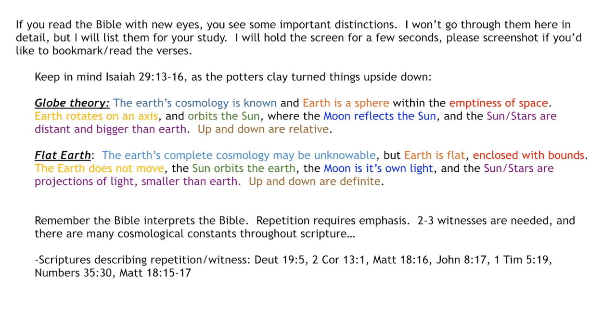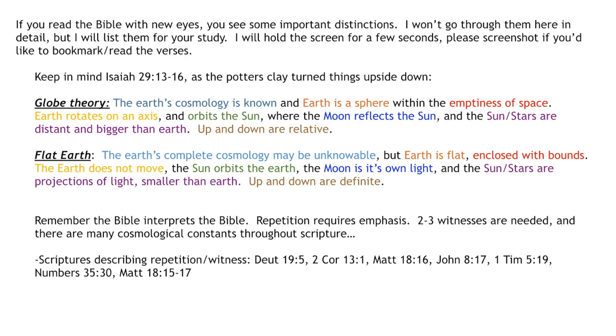Within globe theory, the Earth's cosmology is known, and the Earth is a sphere within the emptiness of space. Earth rotates on an axis and orbits the sun, where the moon reflects the sun, and the sun and stars are distant and bigger than Earth. Up and down are relative.